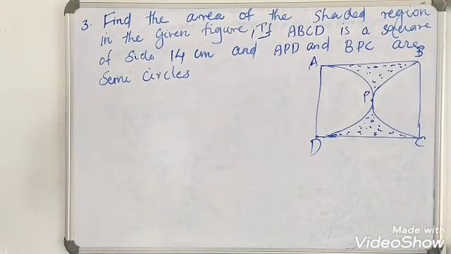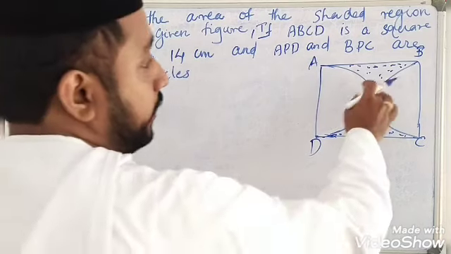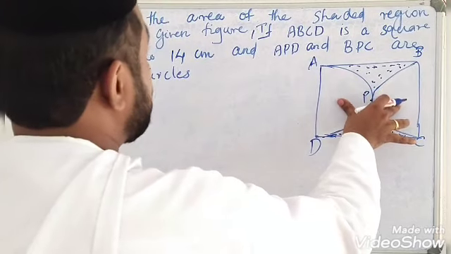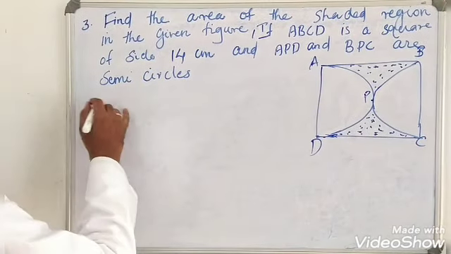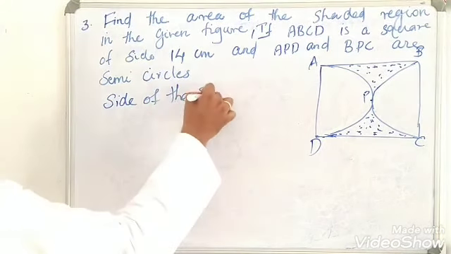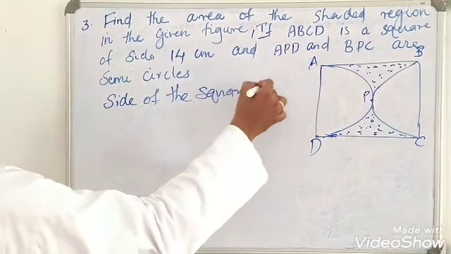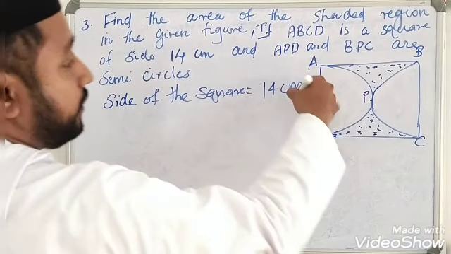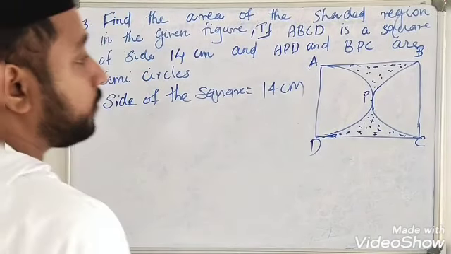Next question. Find the area of the shaded region in the given figure if ABCD is a square of side 14 cm and APD and BPC are semicircles. So we have a square and two semicircles. ABCD is a square, so the side of the square is 14 centimeters.